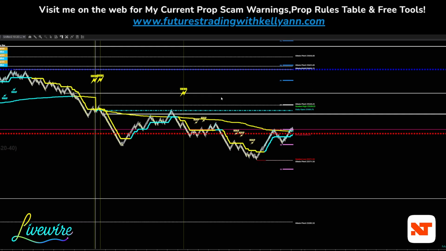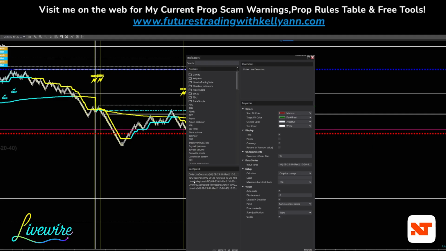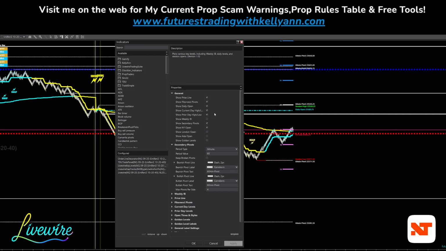So let's go through the indicator settings that I'm using for the key levels. I've got the price line, which is this pink line that you see here. Fibonacci pivots, the daily open, current day high and low, prior day high and low. I've got the secondary pivots here, and I have the New York open. Now my secondary pivots are set for the 1 hours.